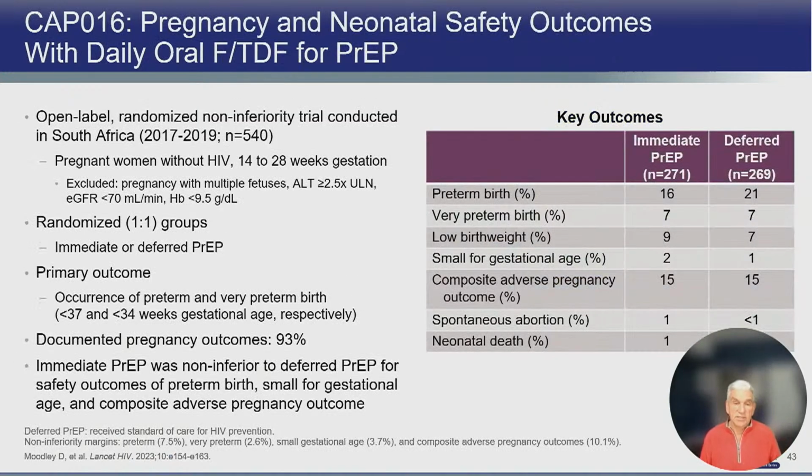A study that looked at this in pregnancy looked at the use of oral FTC and TDF, and you can see pregnancy outcomes of 93%, and immediate PrEP was non-inferior to deferred PrEP for safety outcomes of preterm birth, small for gestational age, or any adverse pregnancy outcome. And so this has been shown, if a woman gets pregnant while she's on oral FTC TDF, it's quite safe.